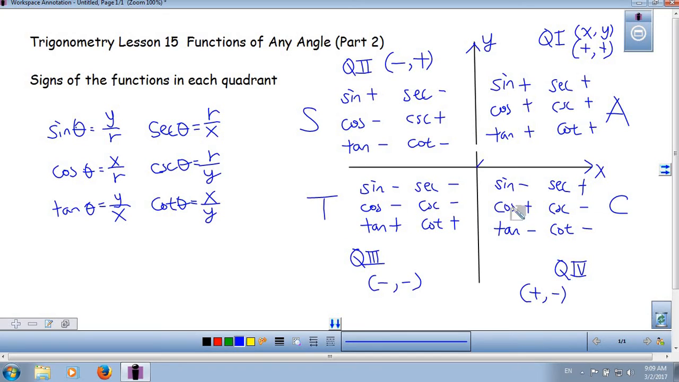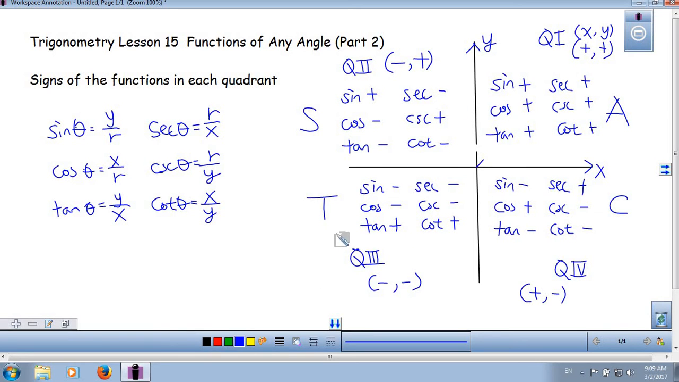So that's how you remember it. All functions are positive in quadrant 1. Sine and its reciprocal are positive in quadrant 2. Tangent and its reciprocal are positive in quadrant 3. Cosine and its reciprocal are positive in quadrant 4. So that will really help us throw things out.